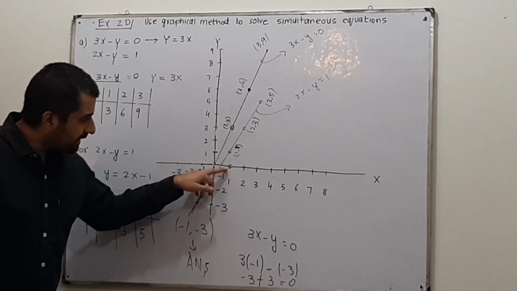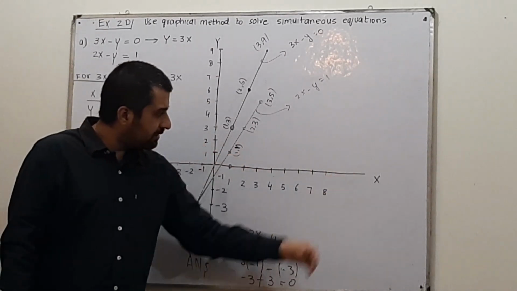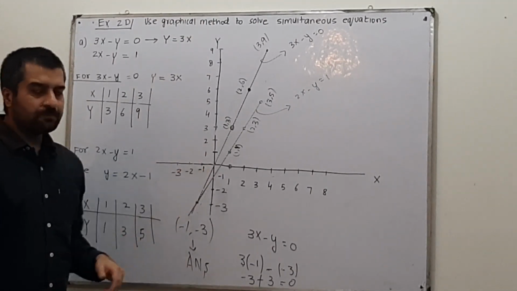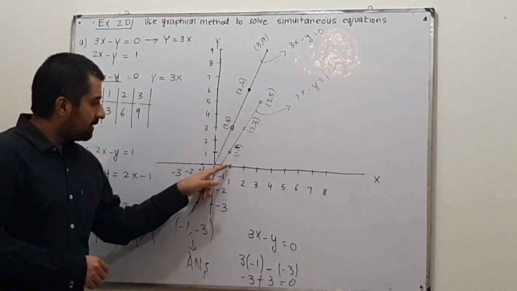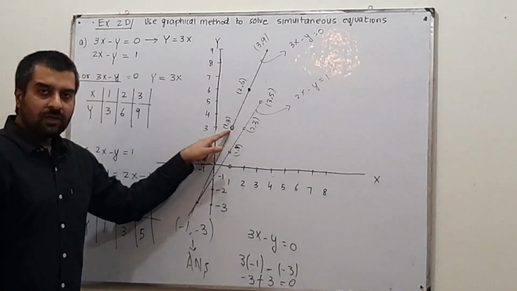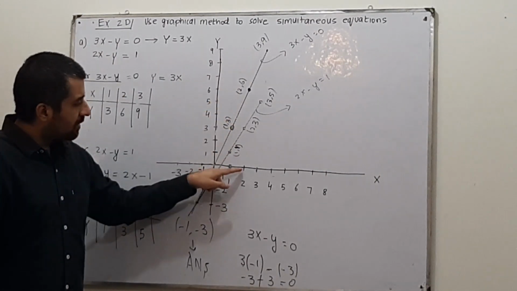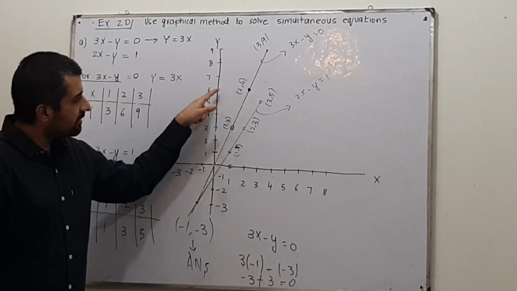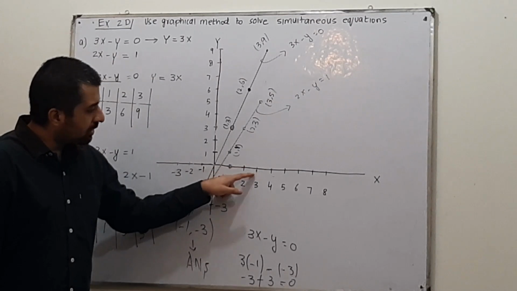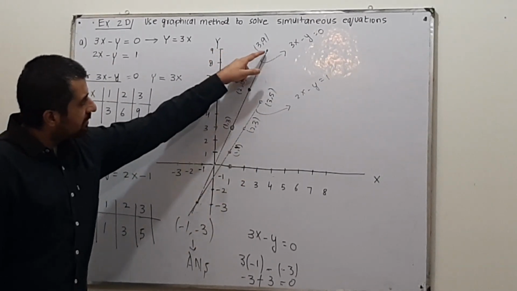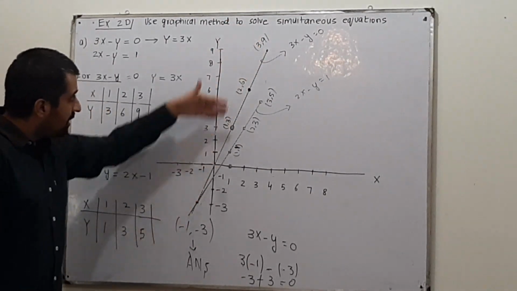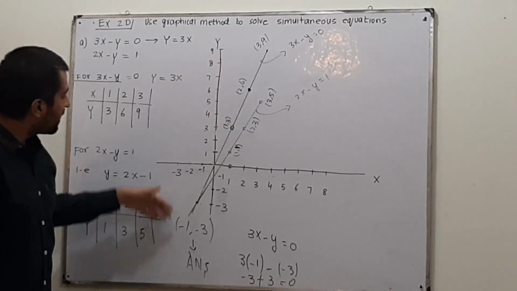Look over here. This is the x-axis. This is the positive side of the x-axis. This is the negative side of the x-axis. This is the positive y-axis. This is the negative y-axis. This is the origin. So when x is 1, y is 3. This point, 1, 3. When x is 2, y is 6. The second point. When x is 3, y is 9. 3, 9 is your third point. Join these points. A straight line will be obtained. This is the graph for equation number 1.